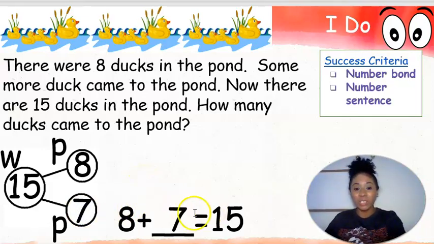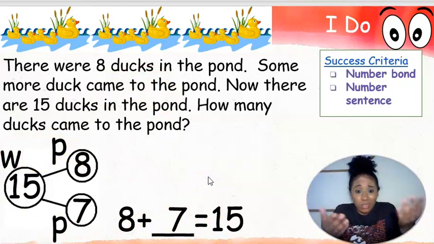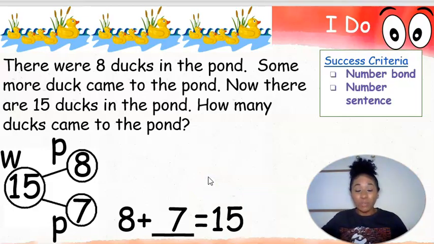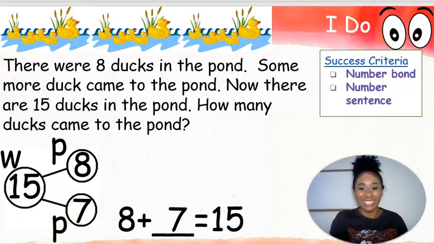This is how you can use a number sentence and a number bond to help you solve your problem using a story problem. Today, friends, if you want bonus points for your work, you can also make sure you have a statement. Remember, your statement answers the question, how many ducks came to the pond? So my sentence might be, 7 ducks came to the pond. Okay, friends, let's take a look at one more example, and then it will be your turn.